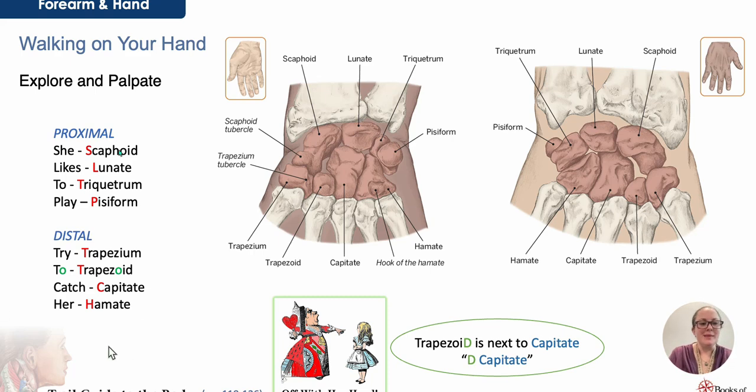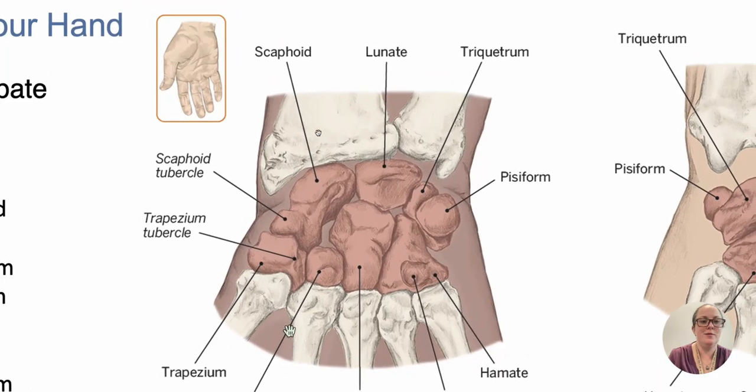So, again, these are the bones. So the first one, we're looking up here. Scaphoid. She, scaphoid, likes, lunate. To, triquetrum. Play, pisiform. Pisiform, I believe, means P. See how it's a P shape? The way I remember is P for pisiform, P for pinky. So if you can find the pisiform, you know that that is the pinky side.